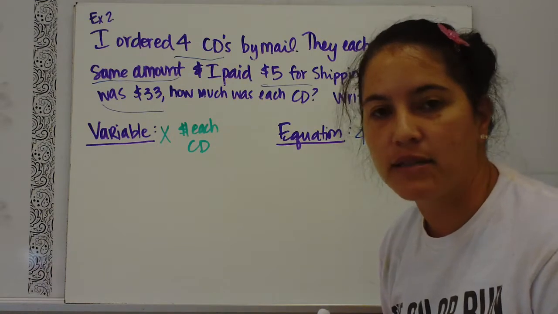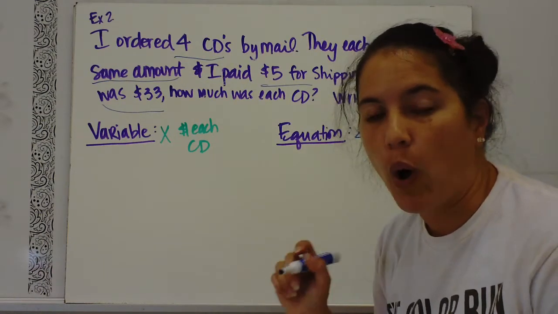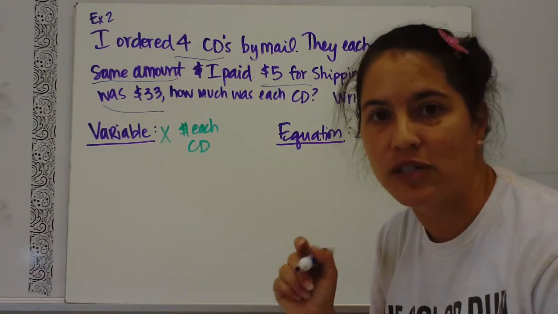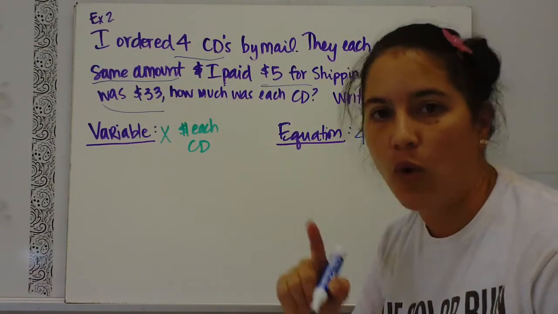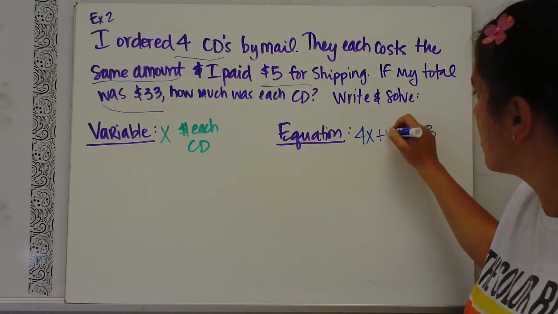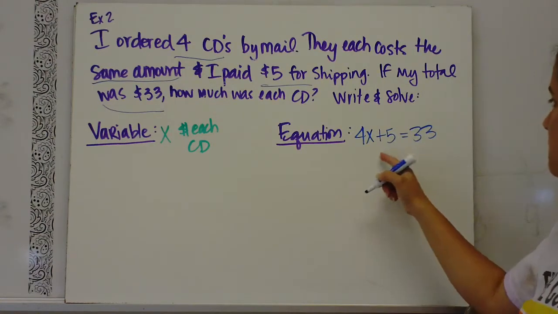And then I had to pay some money for shipping. For shipping, you only pay one time. You don't pay per CD. You just pay shipping one time at the end of your purchase. So you would put that in there, plus 5 for shipping.